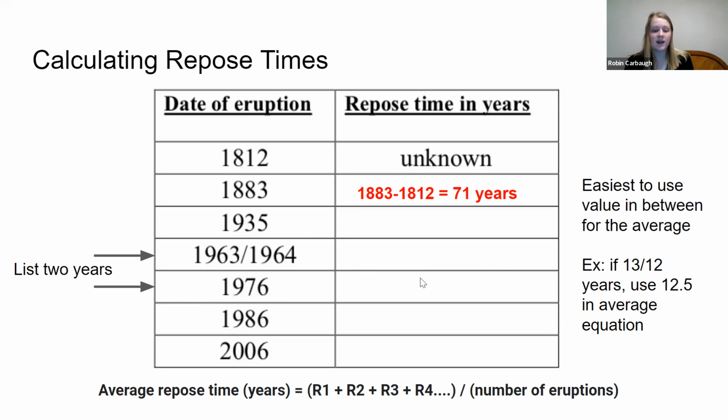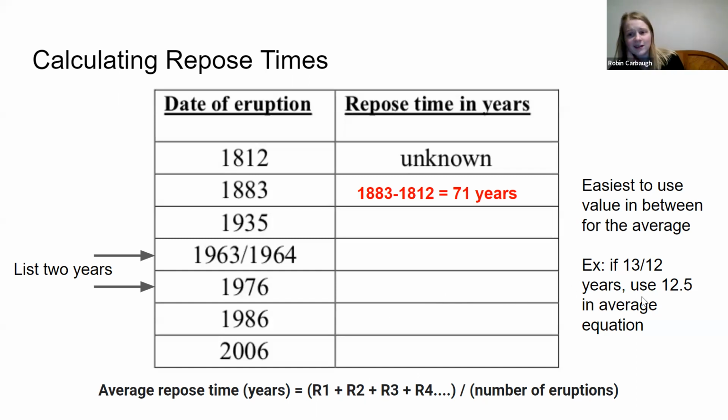Then it'll ask for the average repose time, which would be adding up all of the repose times divided by, I would count this as 7 eruptions. That might get a little confusing with the multiple listed ones. I would just use the number in between. So if you found a gap that was 13 or 12 years, you could just use 12.5 in this calculation. It should be close enough.